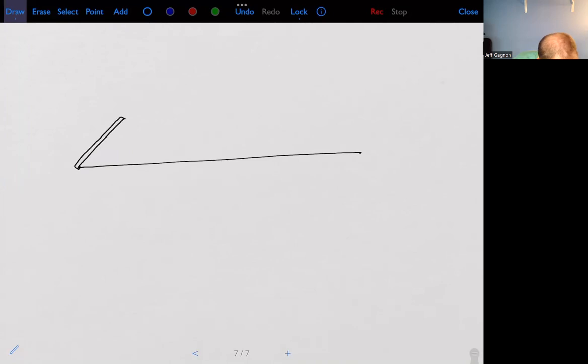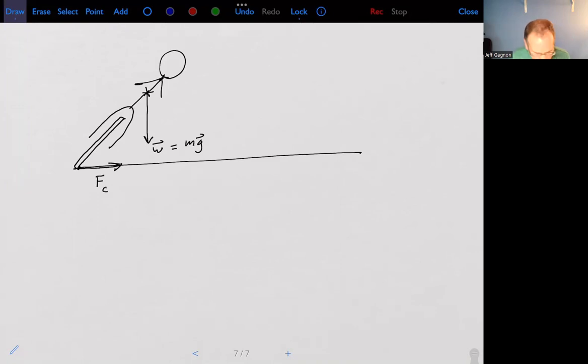Here's the bike tire. Right here is the person, and then they have their weight. So this is, again, the weight of the person and the bike acting straight down. And then we have the centripetal force, which is really the static frictional force. I'll call it FC for centripetal force. It's acting towards the center.